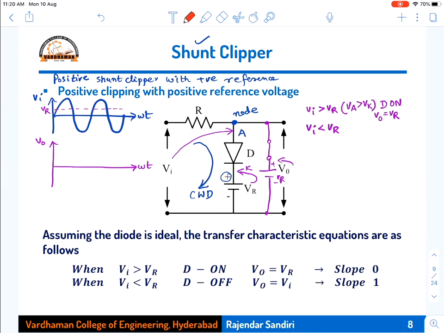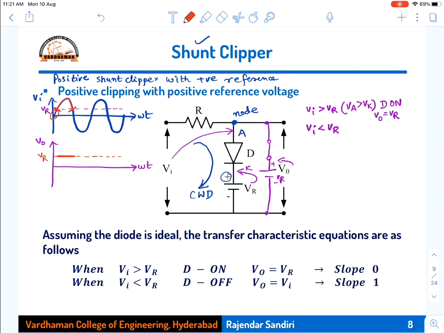So this is the VR level. Above VR is nothing but this portion of the graph, only the red colored portion. So V0 is equal to VR, this portion of the graph will be VR. Anything below VR, even this portion from the origin to VR, is also below VR. That's why I have represented only the above-VR portion, from here to there, as the output voltage VR.